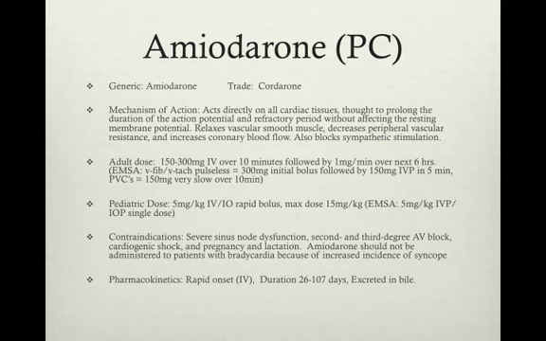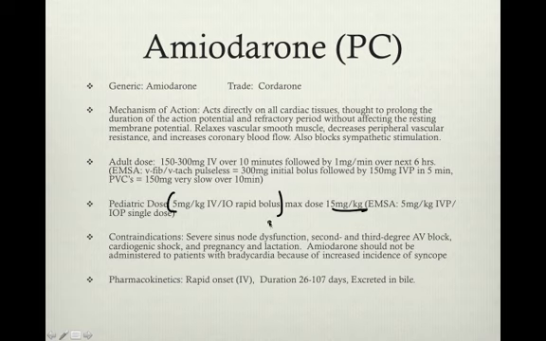Adult dose on this is 150 to 300 milligrams IV over 10 minutes, followed by 1 milligram a minute over the next 6 hours. Now, how we normally do this is the initiating bolus is 300 milligrams, and about 5 to 10 minutes after that, you can give another 150 milligrams. For PVCs or VTAC with a pulse, we would give 150 milligrams over 10 minutes. Pediatric dose on this is 5 milligrams per kilogram, IV bolus, with a max of 15.